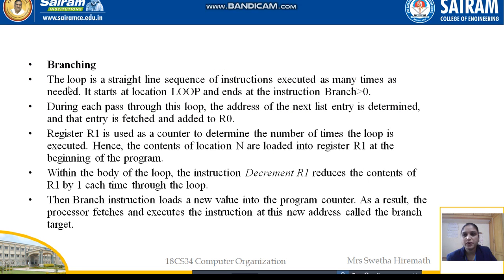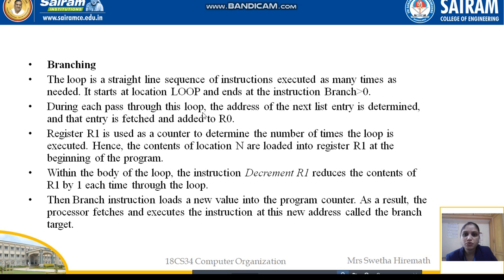Next is the branching type. Branching means the loop is a straight line sequence of instructions executed as many times as needed. It starts at location loop and ends at the instruction branch greater than 0. For branching, if we want to perform a certain set of instructions, then we have to move to that particular set of instructions, perform them, and come back to the original instruction set.